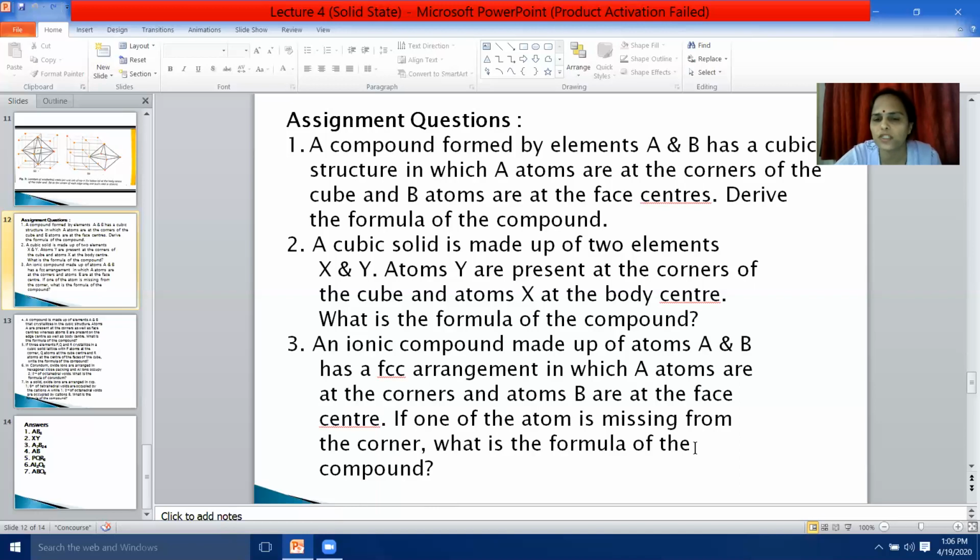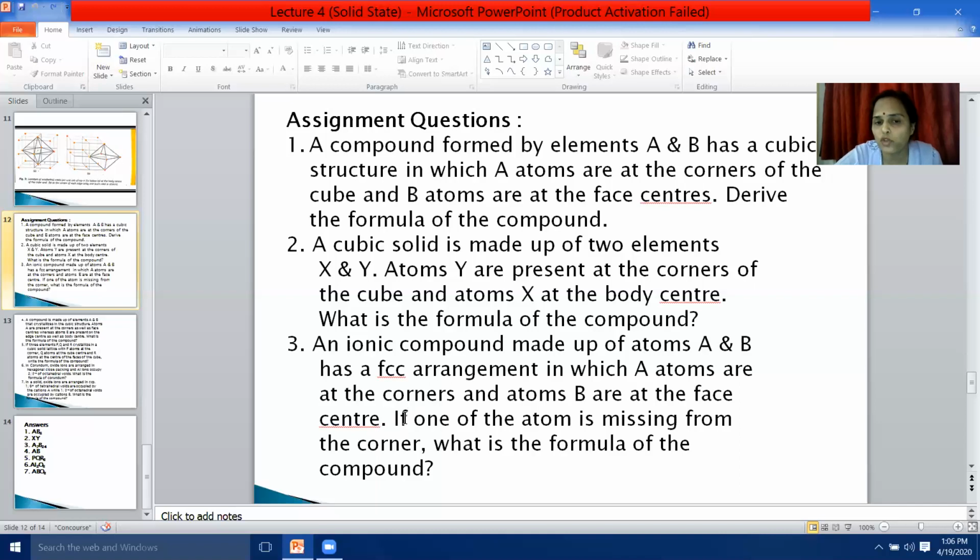If this part was missing, we would have taken A atoms at the corners, meaning the contribution is 8 into 1 by 8, that should have come to 1. And B atoms are at the face center. The contribution of face center is 1 by 2 and 6 faces are there. So 1 by 2 into 6 comes out to be 3. So B atoms are at the face center. The value of B comes out to be 3.